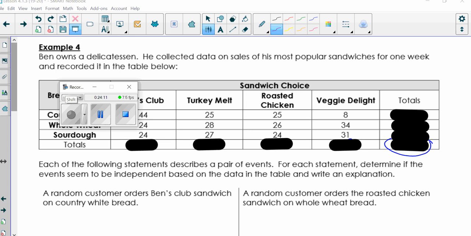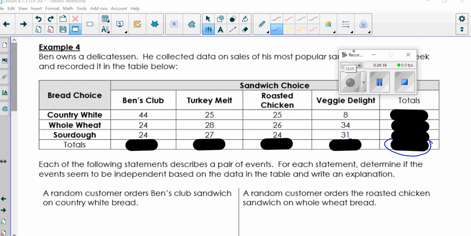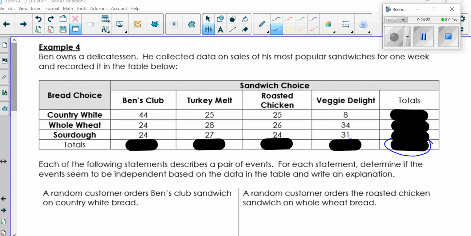All right, let's see. Ben owns a delicatessen. He collected data on sales of his most popular sandwiches for 1 week and recorded them in the table below. So bread choices. We have country white bread, whole wheat bread, and sourdough bread. The sandwich choices are Ben's Club, Turkey Melt, Roasted Chicken, Veggie Delight, and then we have totals here.